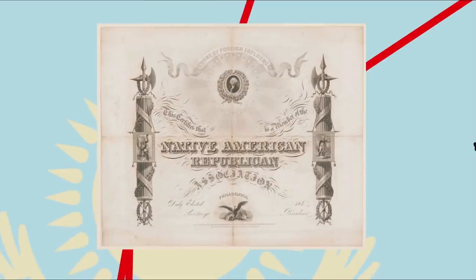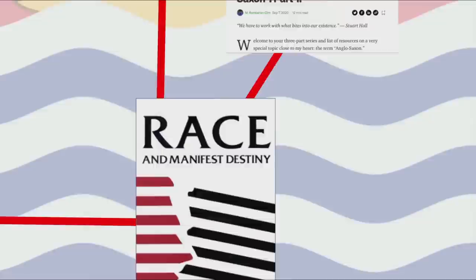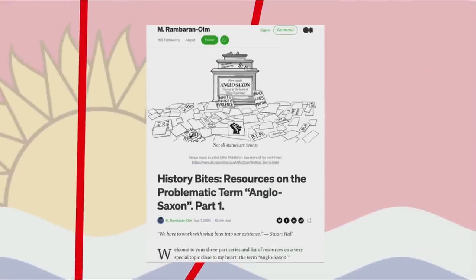So in this context of colonialism and the creation of a nation-state, Anglo-Saxon became the focus of ethno-nationalism, and is inextricably tied to American nativism and manifest destiny, as Reginald Horsman demonstrates in his book Race and Manifest Destiny: The Origins of American Racial Anglo-Saxonism. And this racial and racist use of the term Anglo-Saxon and Anglo-Saxonist has persisted in both the US and Britain, as early medieval scholar Dr. Mary Rambaran-Olm has amply demonstrated.